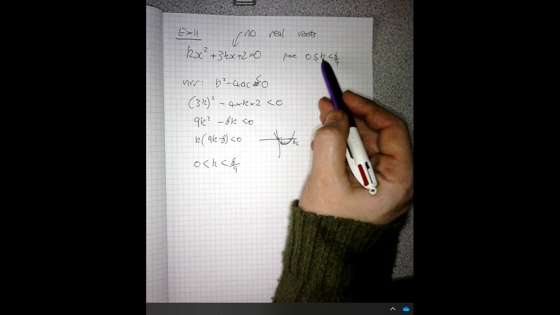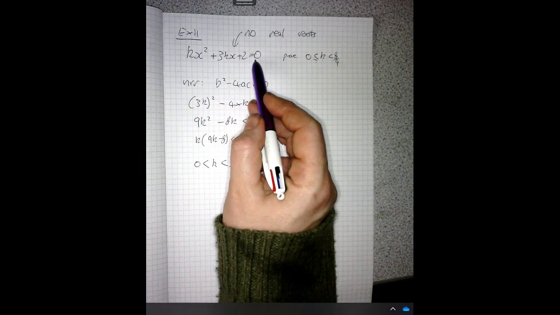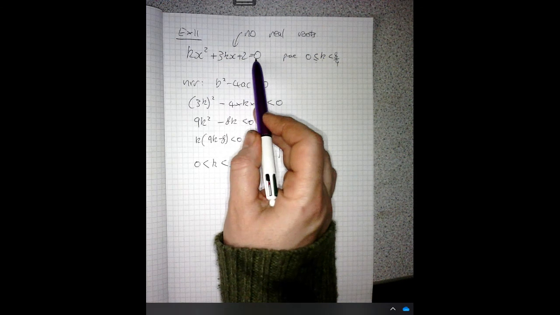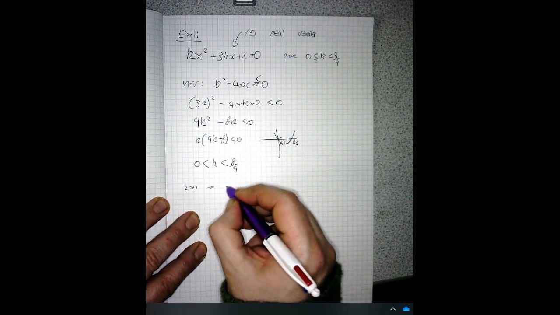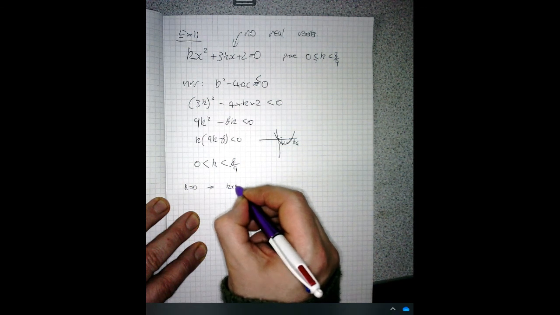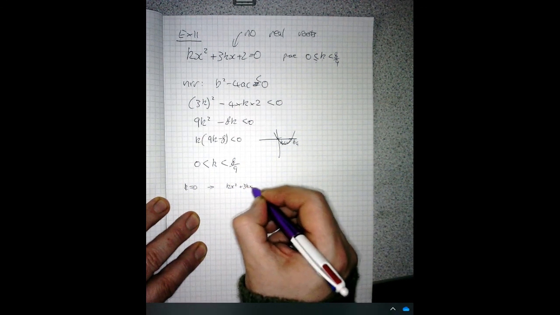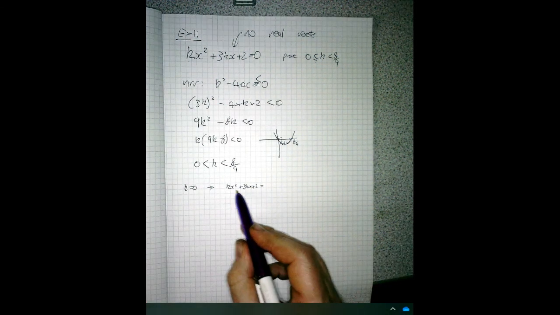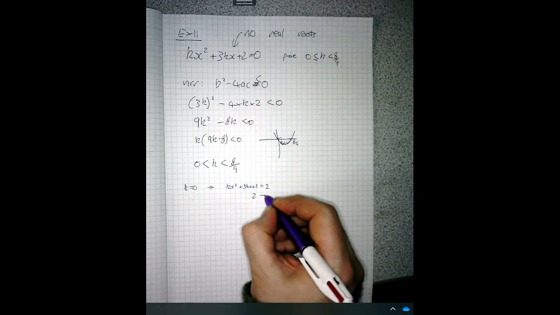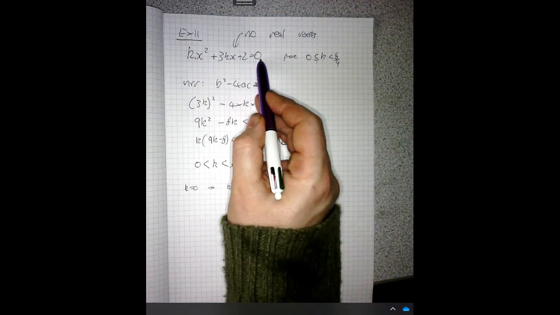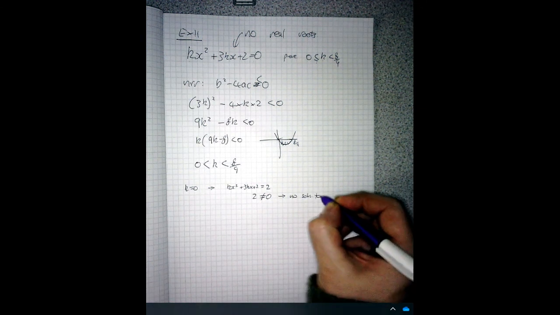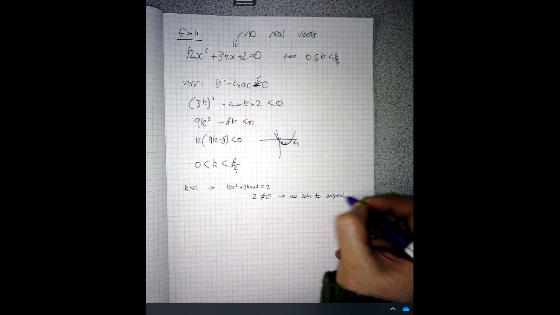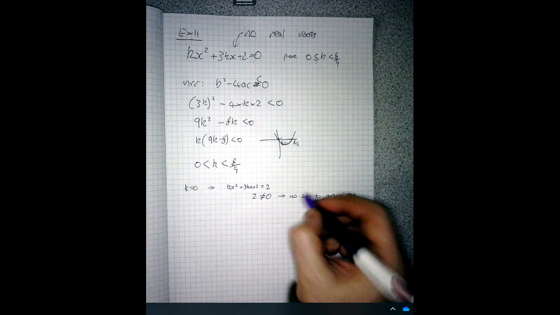I'm going to try k being 0 separately. And what I want is, if k is 0, then there's no solution. That's what I want, because then I can add on my equals bit. So if k equals 0, kx squared plus 3kx plus 2 equals 0 plus 0 plus 2. And since 2 is not equal to 0, there's no solution to the original equation. Or k equals 0 is not a solution to the original equation.